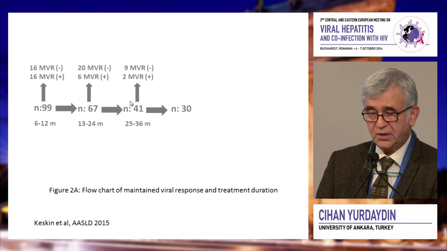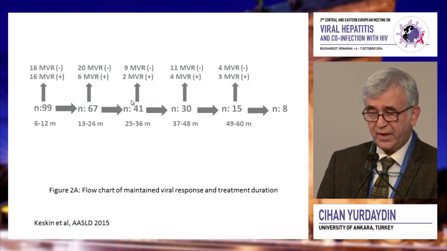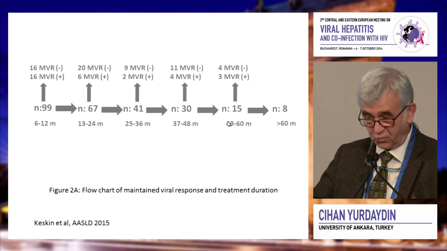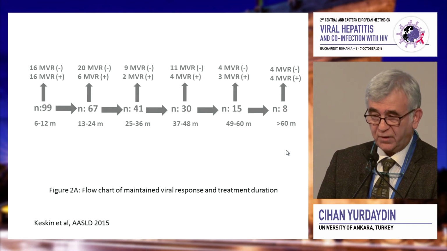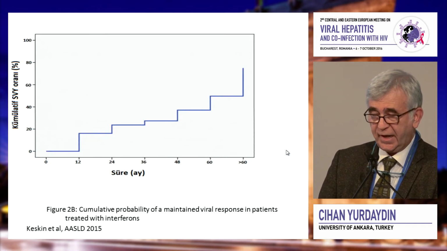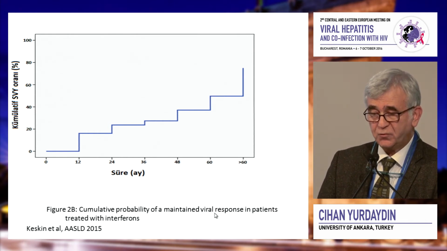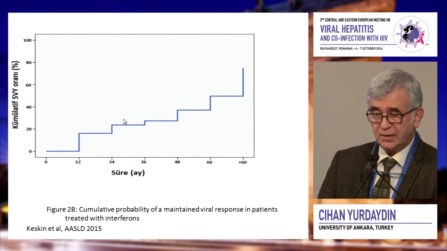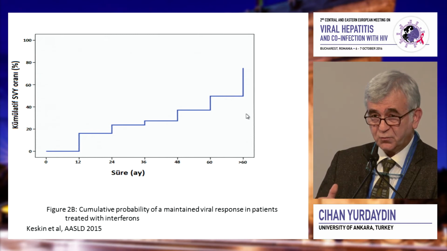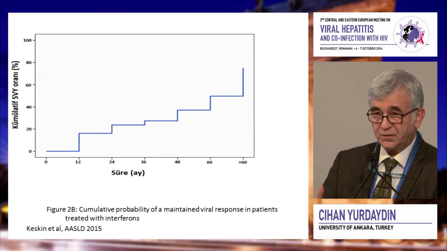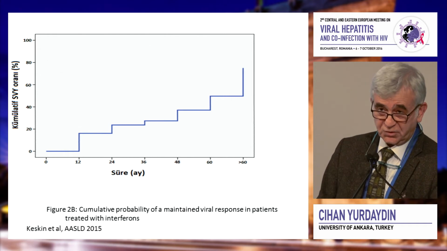And so it continued until we had 8 patients who received a total, not constantly, of more than 5 years of treatment. Out of these 8 patients, 4 had a maintained virologic response, 4 did not. Overall, the cumulative probability of maintained virologic response in these patients increased with extended treatment duration. In patients who received 5 years or more, and in patients who received 3 years or more, it reached 50%.